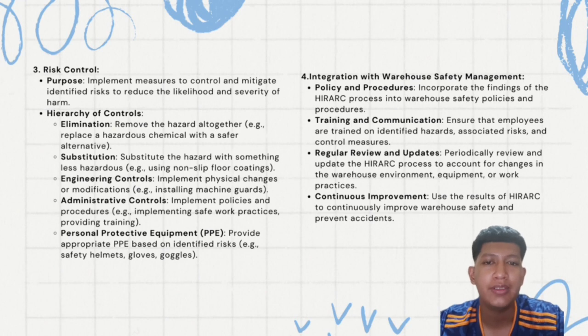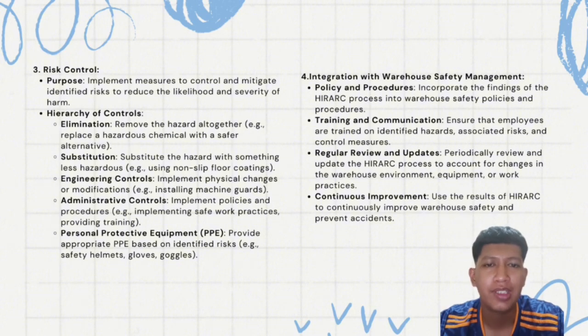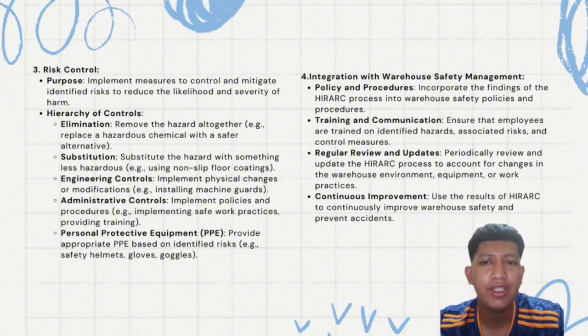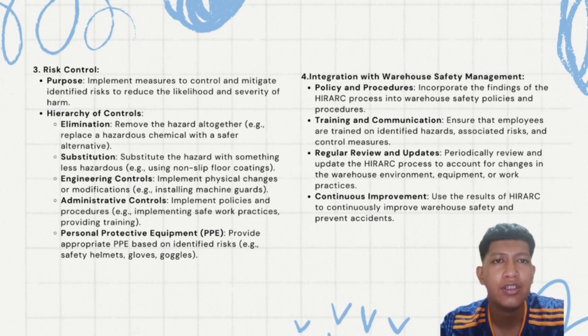Engineering control: implement physical changes or modifications. Example: installing machine guards. Administrative control: implement policy and procedure. Example: implement safe work practices, providing training. Personal protective equipment, PPE: provide appropriate PPE based on identified risk. Example: safety helmet, goggles and gloves.